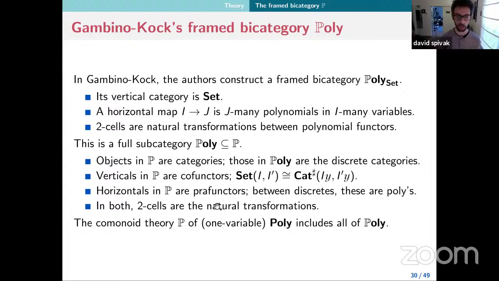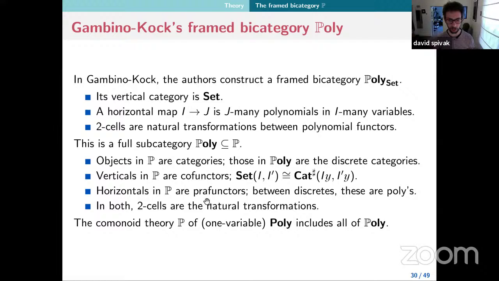So what we're seeing is that the comonoid theory P of one-variable poly does include all of big Poly. That's why people say that my name Poly here kind of conflicts with Gambino and Kock, and that's true. And I apologize for that. I seem to do that a lot. The point is that this one does kind of contain this one if you move to the comonoid theory. So there's the question of which one's more general. In some sense, this one's more general than Poly, and this one's more general than this Poly, but it's all kind of contained on this slide, and of course they're all friends.